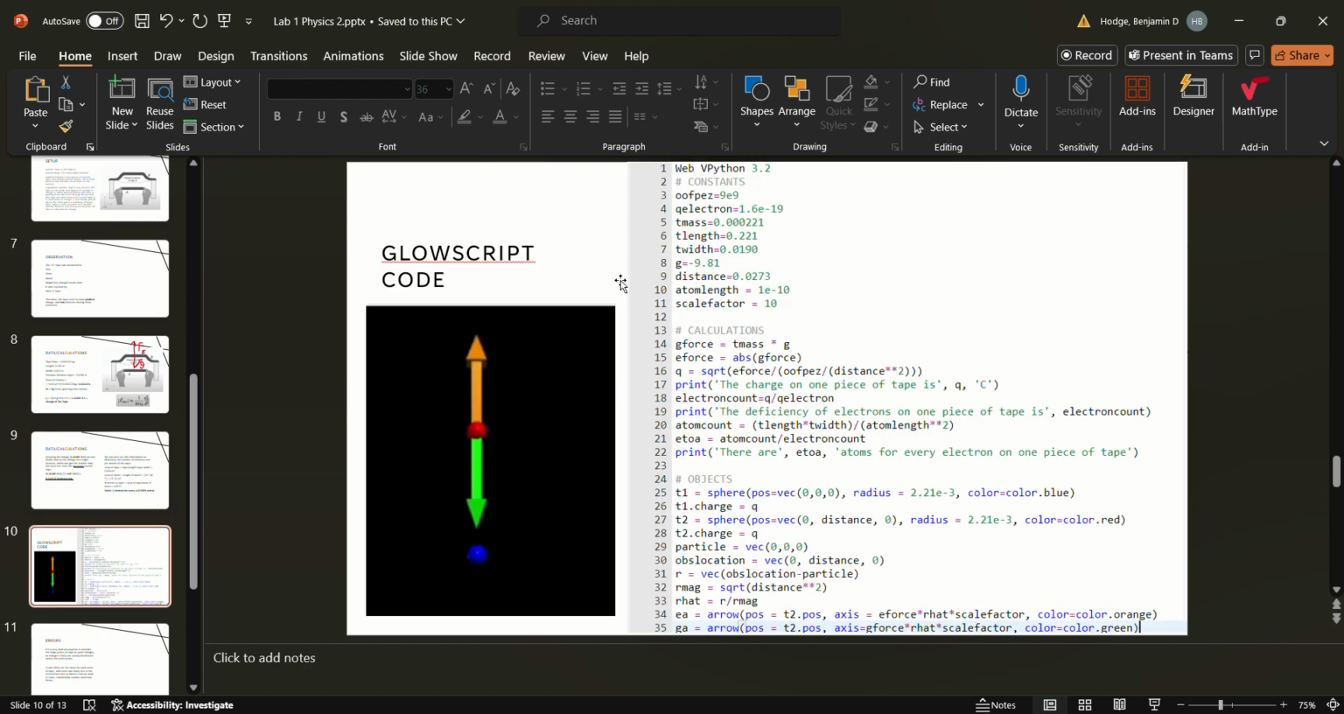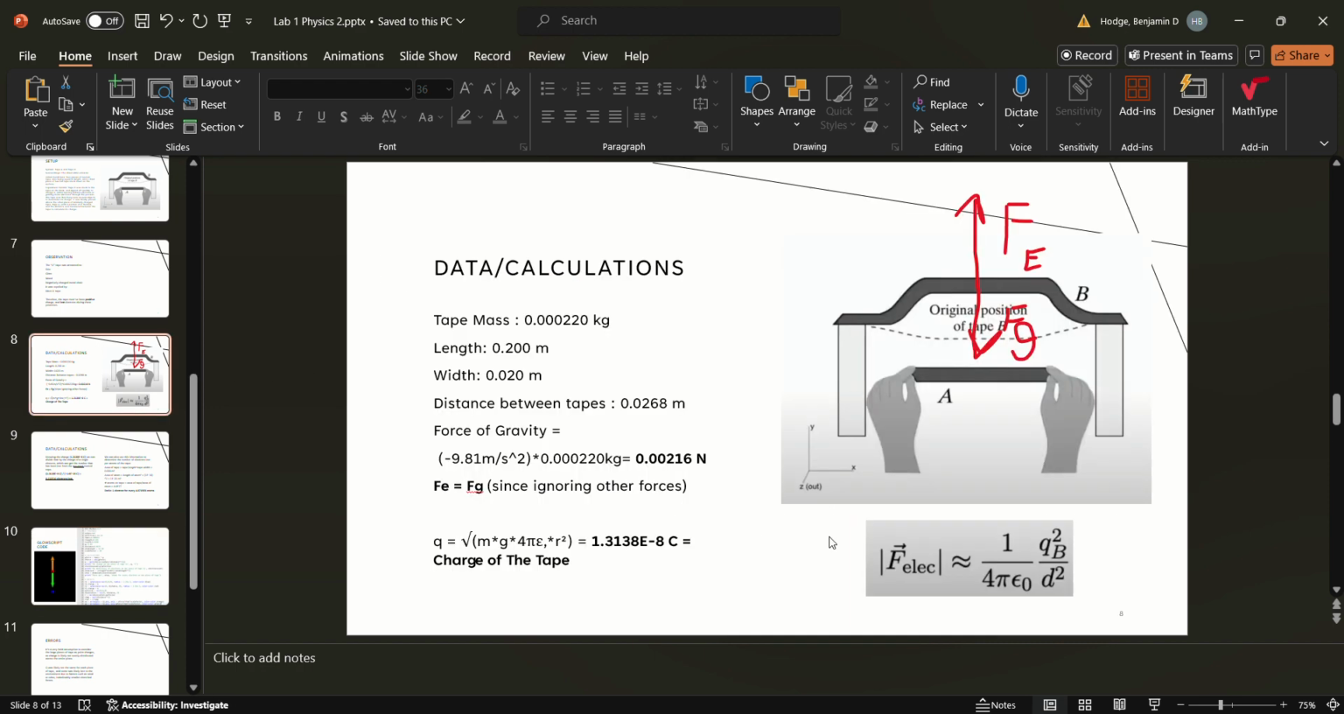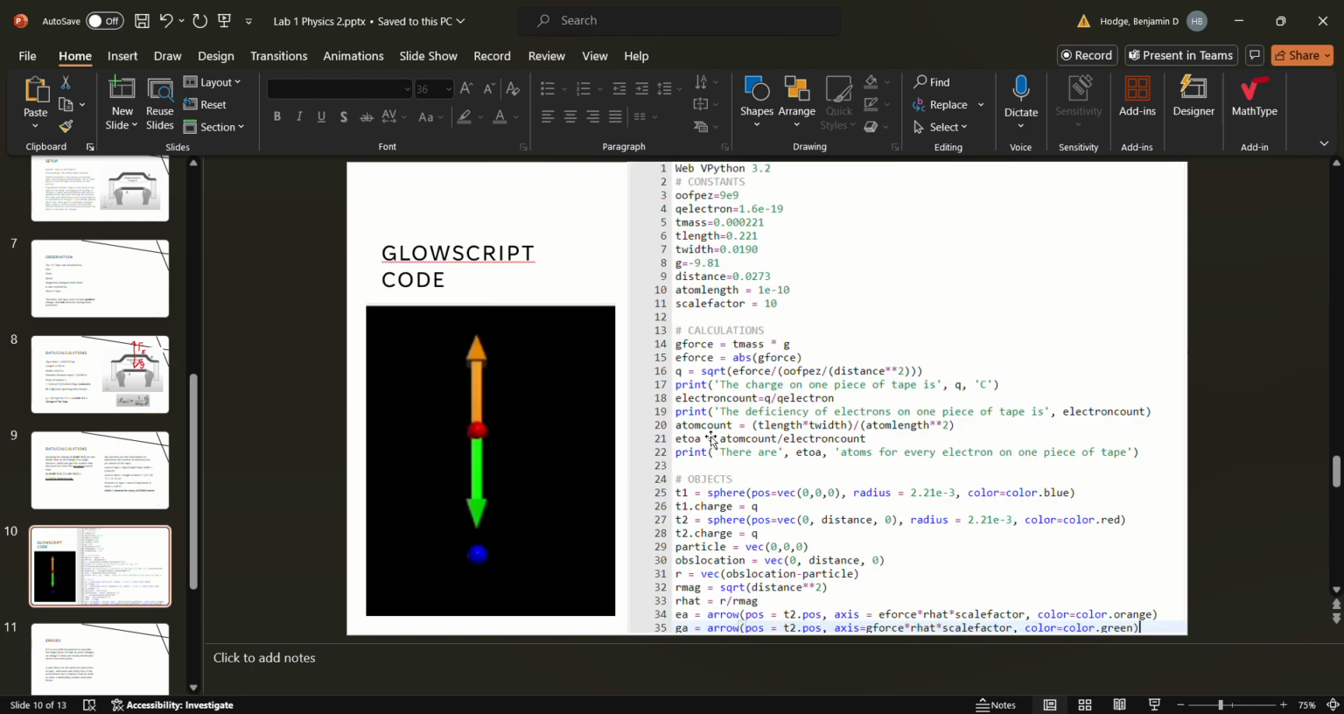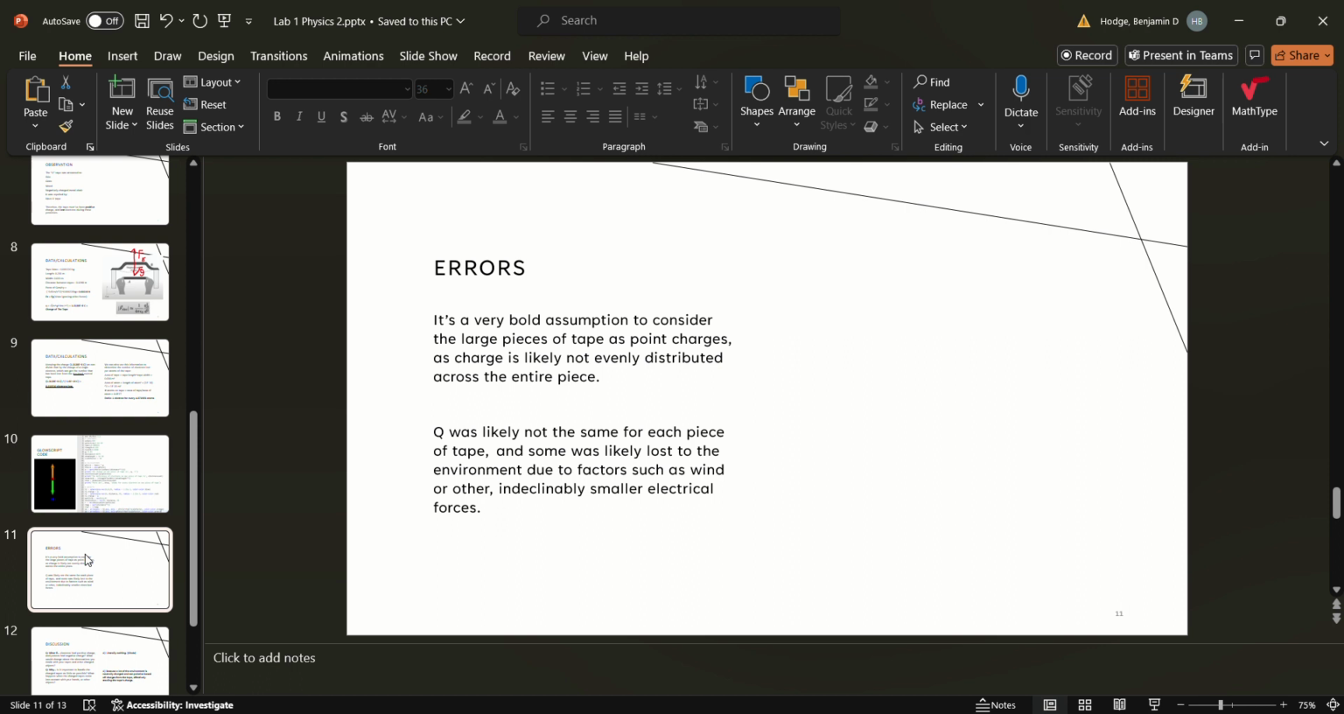This is GlowScript code that helps visualize this and calculate it to a more efficient degree. You can see that Q is equivalent to this formula right here, which you can see right back here as well, right? Pretty cool. And you can do some atom counts by knowing the length and the width of some of these surfaces and whatnot. And then these objects and spheres are just to provide visualization.